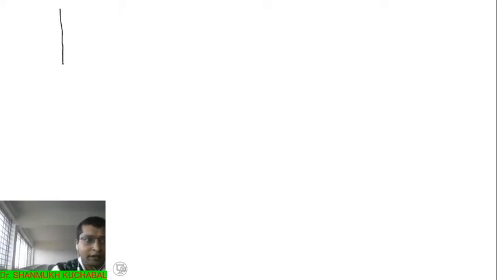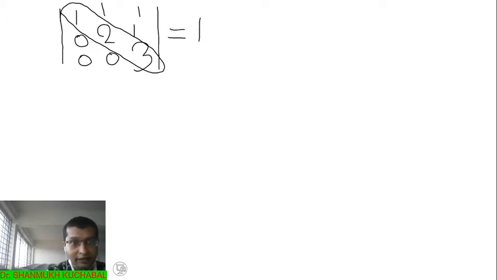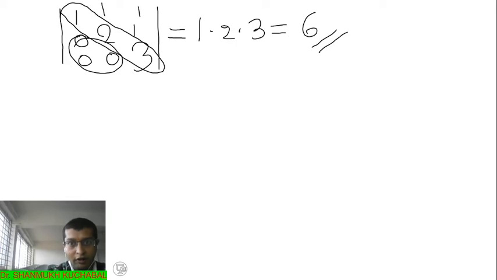Suppose we have a determinant with diagonal elements, I take 1 2 3, 0 1 1, 0 0 3 like this. The property is, in a determinant, this is called the diagonal element. If below the diagonal element, or above the diagonal element, or both, all are 0, then the value of the determinant is the multiplication of the diagonal elements, that is 1 into 2 into 3, which is equal to 6. Below the diagonal all are 0, therefore the value of the determinant is the diagonal element multiplication.